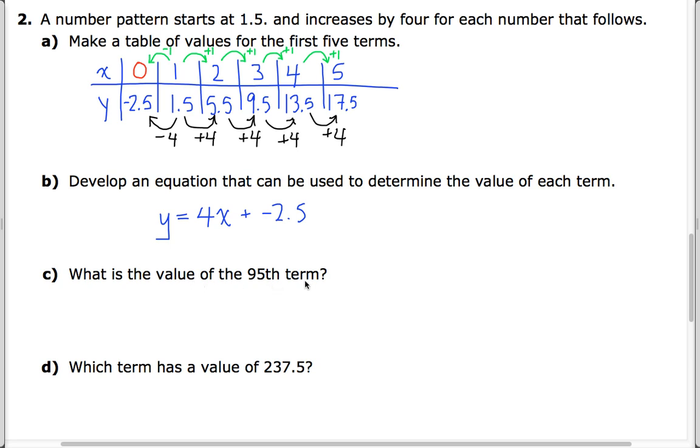So now we can find the value of the 95th term very easily from this formula. We can simply do 4 times 95, and then we can add negative 2.5.